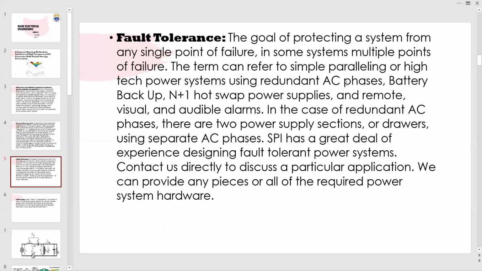Fault tolerance. The goal of protecting a system from any single point of failure, in some systems, multiple points of failure. The term can refer to simple paralleling or high-tech power systems using redundant AC phases, battery backup, N plus one hot swap power supplies, and remote visual and audible alarms. In the case of redundant AC phases, there are two power supply sections or drawers using separate AC phases.